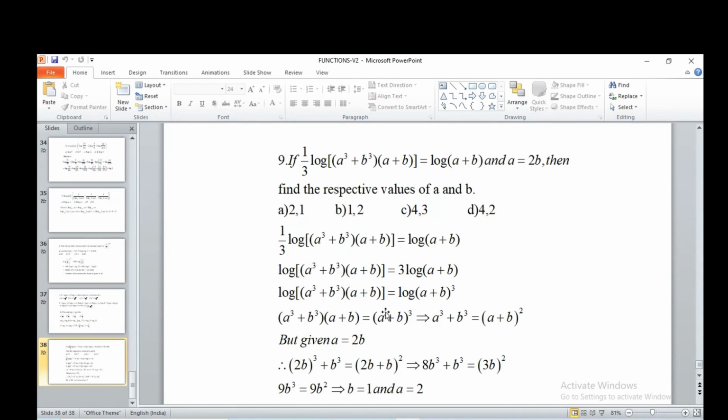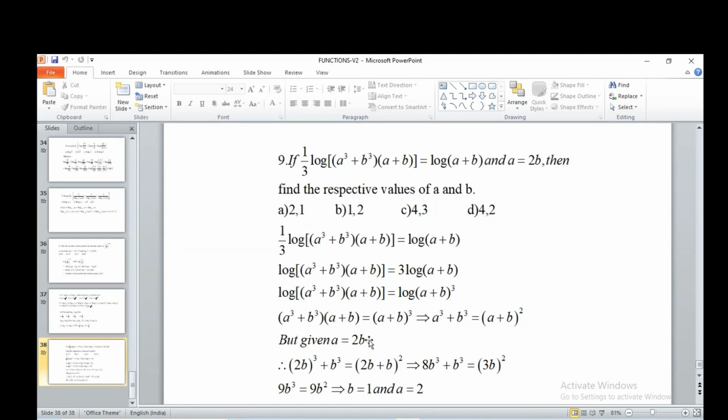So 1 by 3 into log of a cube plus b cube into a plus b equals log of a plus b, the first step. I have taken the 3 to the right hand side, so I am writing log of a cube plus b cube into a plus b is equal to 3 into log of a plus b. Next step, just cancelling the logarithm on both sides. A cube plus b cube into a plus b is equal to a plus b whole cube. Bringing it to the denominator, the right hand side will change as a plus b whole square.